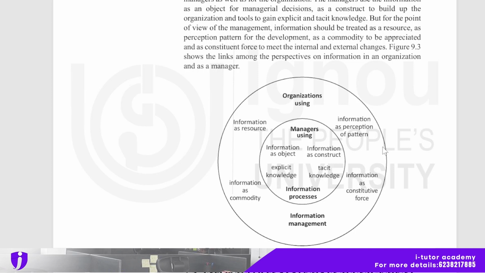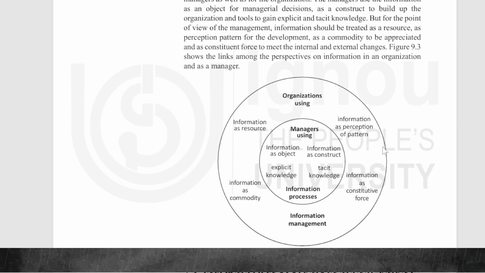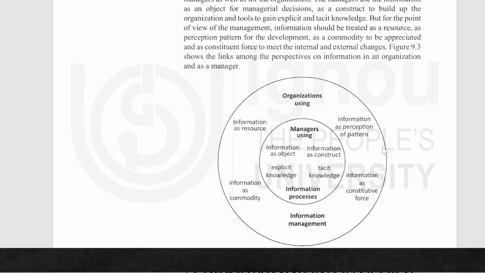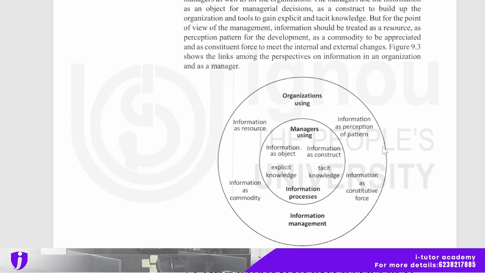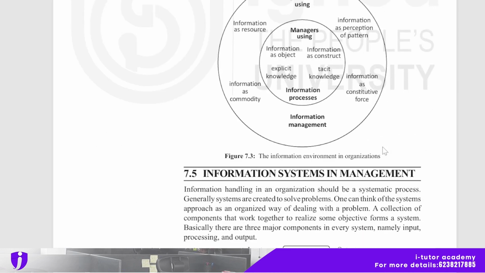So in there is managers using information as object, information as construct, explicit knowledge, tacit knowledge, information process, and organization using and information management are the... in between there is information sources also, information as perception. So these are the round one. So in core section there is managers using and information processes, and outside there is organization using information management, like that. Okay, so next section is information system in management.